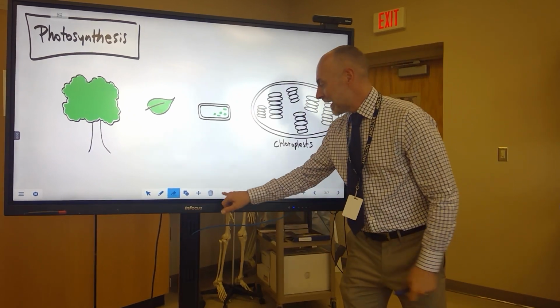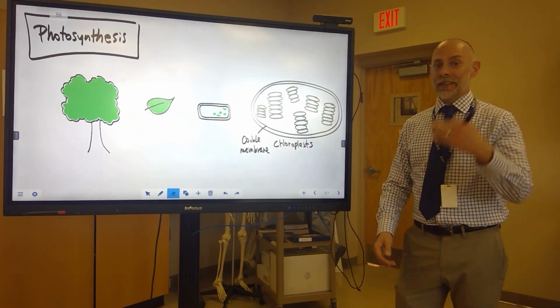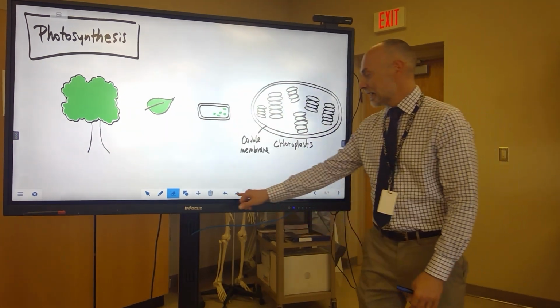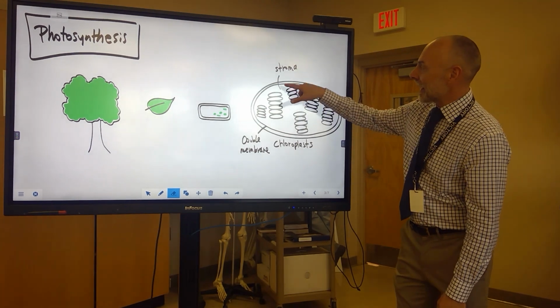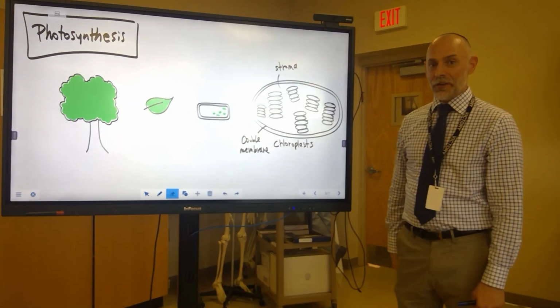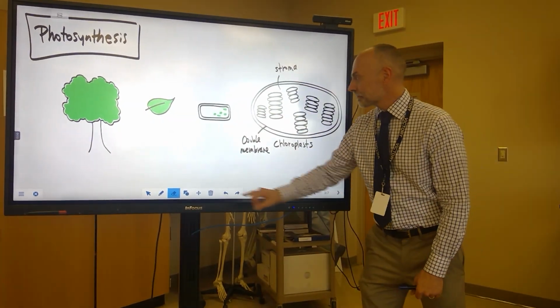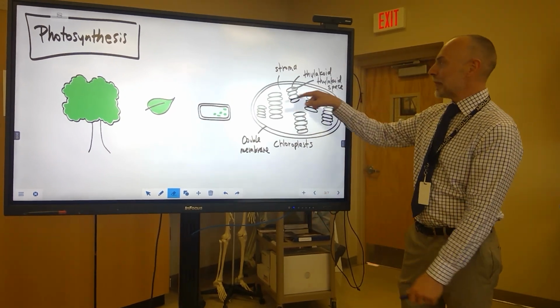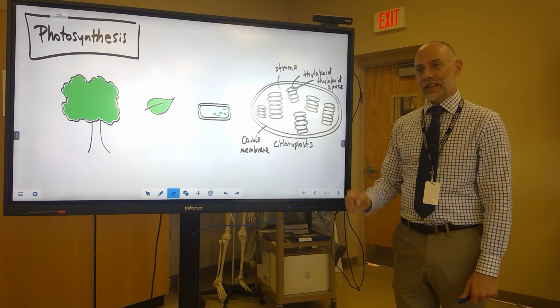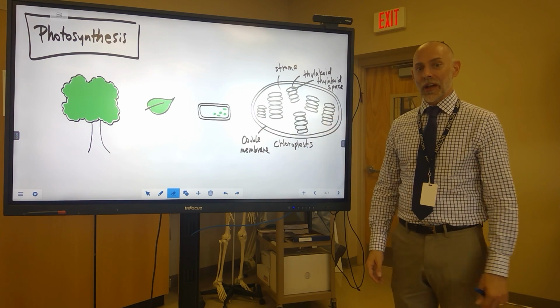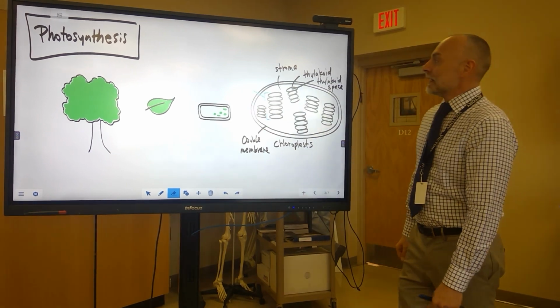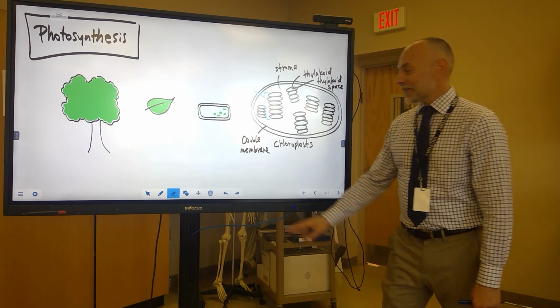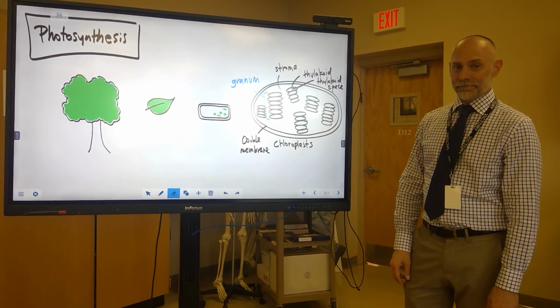Well, what are the major structures I need to know about in a chloroplast? Well, first, I need to know these things have a double membrane. They have an outer membrane and an inner membrane. I need to know that this inside space around all these pancakes is called the stroma. Each pancake is called a thylakoid. The space in the thylakoid, the space in the pancake, is called the thylakoid space. And then a stack of pancakes has a special name called a granum.